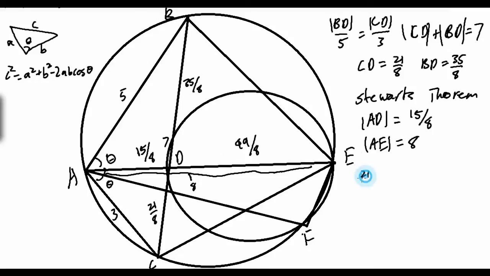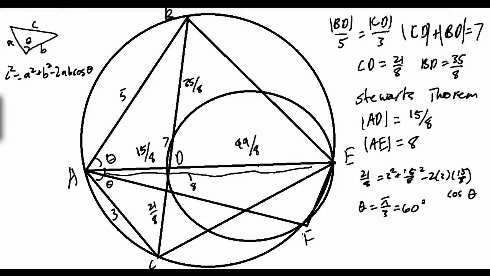So 21 over 8 squared equals 3 squared plus 15 over 8 squared minus 2 times 3 times 15 over 8 cosine theta. And you eventually get that theta is pi over 3, which is 60 degrees. We're gonna work with radians though, because it's better. Actually, let's just work with degrees. So theta is 60 degrees.